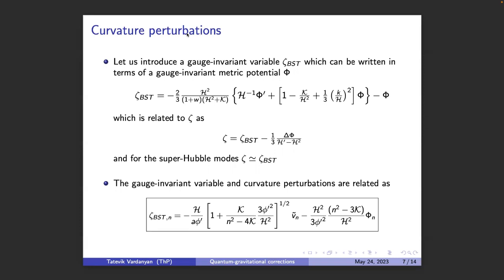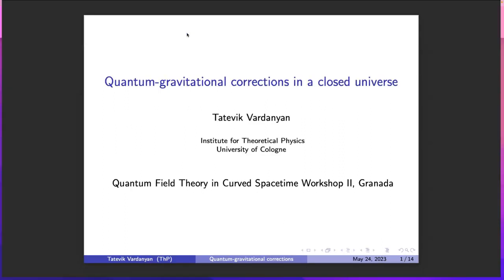As I said, we are interested in obtaining the power spectrum of curvature perturbations. Therefore, we relate these curvature perturbations to our gauge invariant variable, so that as soon as we obtain the power spectrum of Vn tilde, we can directly, using this relation, obtain the power spectrum of zeta BST.